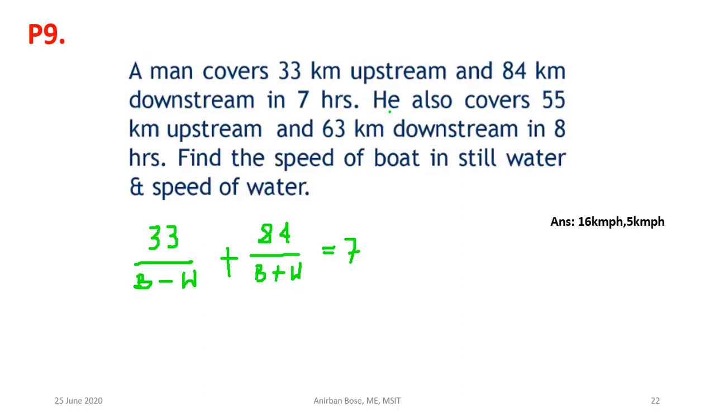And in the second equation he also covers 55 km upstream, so what is the time taken? That is B minus W. And for 63 km downstream, time taken will be B plus W, and this is given as 8.